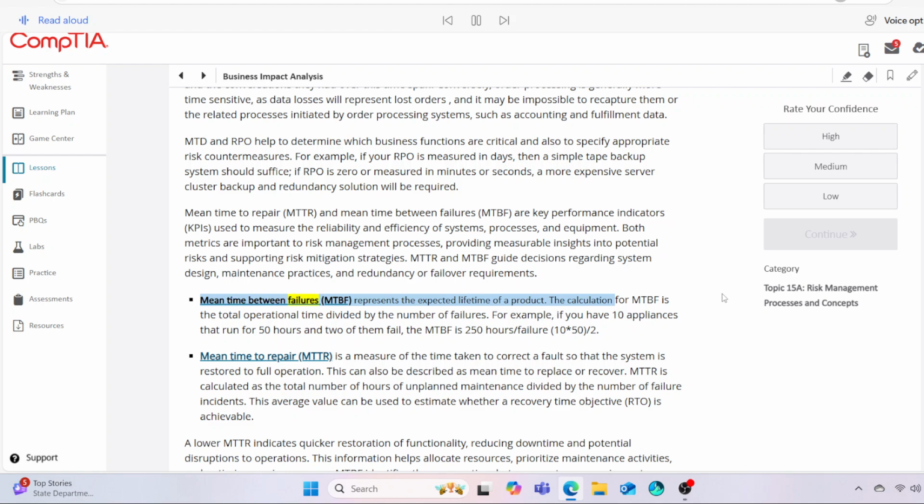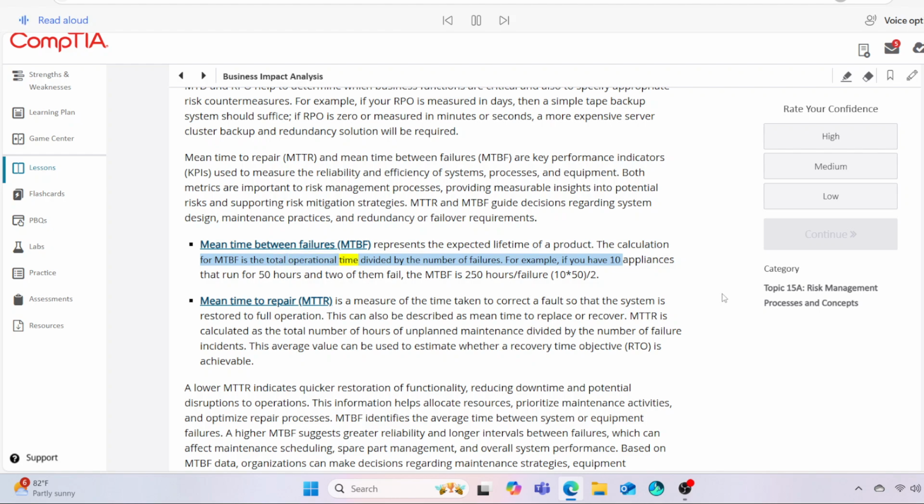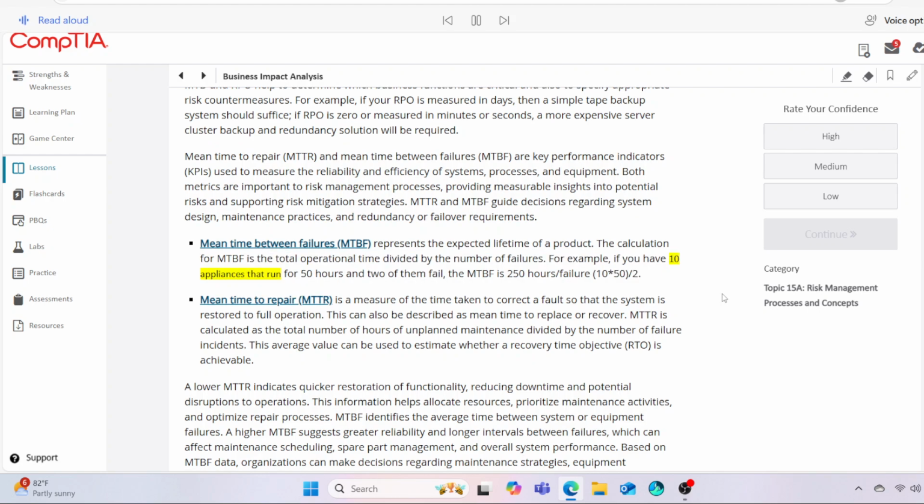Mean time between failures, MTBF, represents the expected lifetime of a product. The calculation for MTBF is the total operational time divided by the number of failures. For example, if you have 10 appliances that run for 50 hours and 2 of them fail, the MTBF is 250 hours per failure, 10 by 50/2.